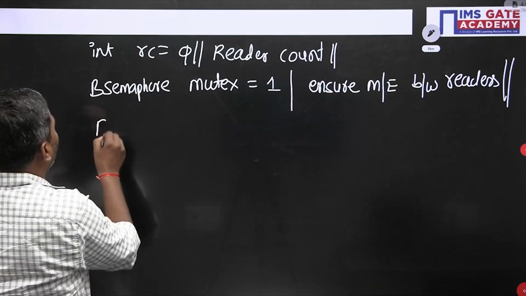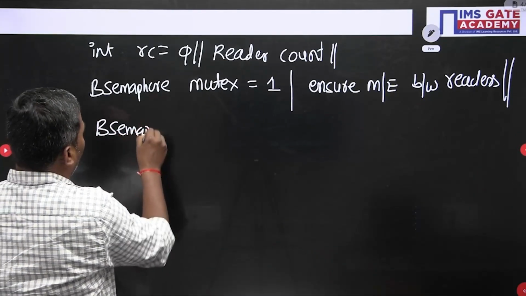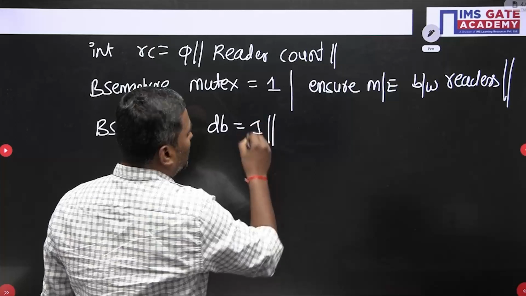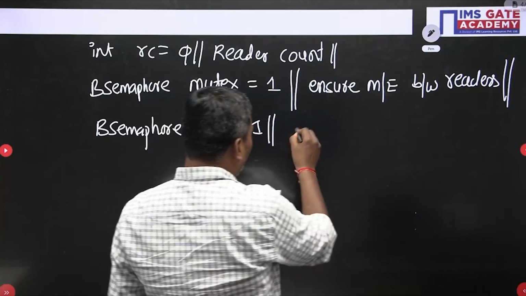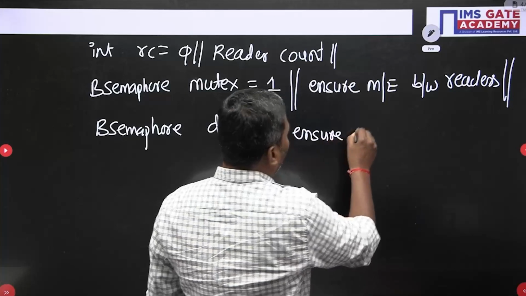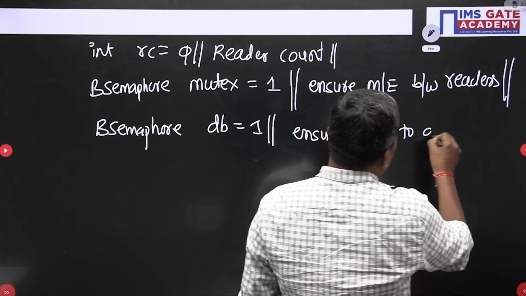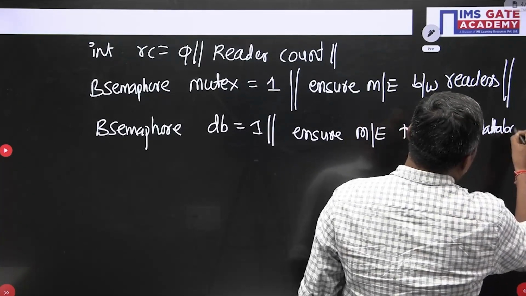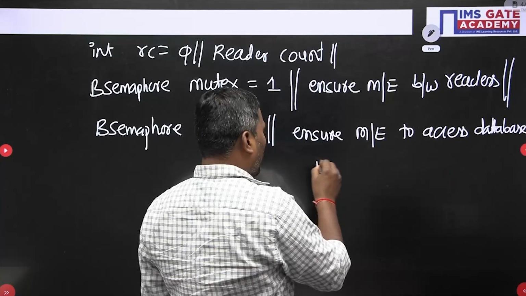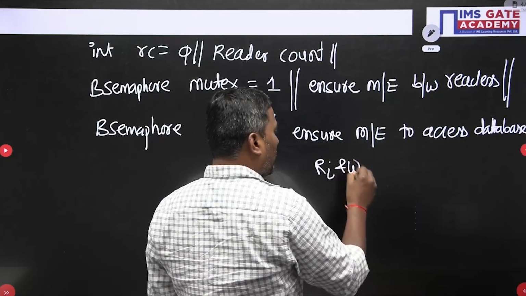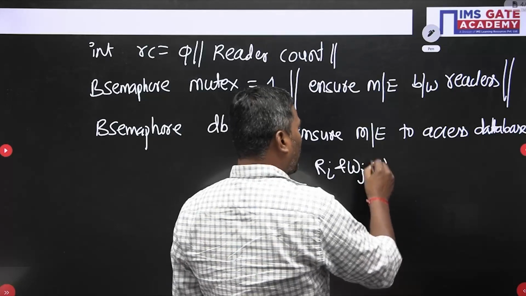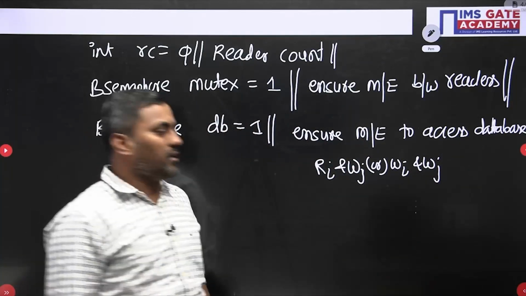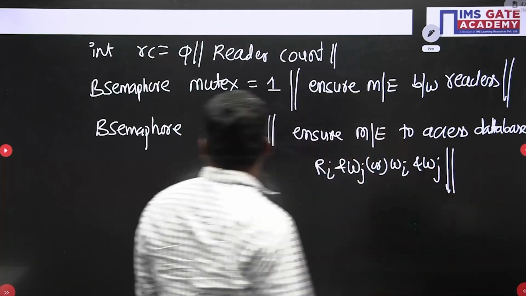So another binary semaphore variable, db, I am trying to initialize to 1. This indicates, to ensure mutual exclusion to access the database. Between what? Reader and writer processes, so writer and writer, like this, either two writers or reader and writer. This is going to ensure the mutual exclusion. Okay, I initialize this one.